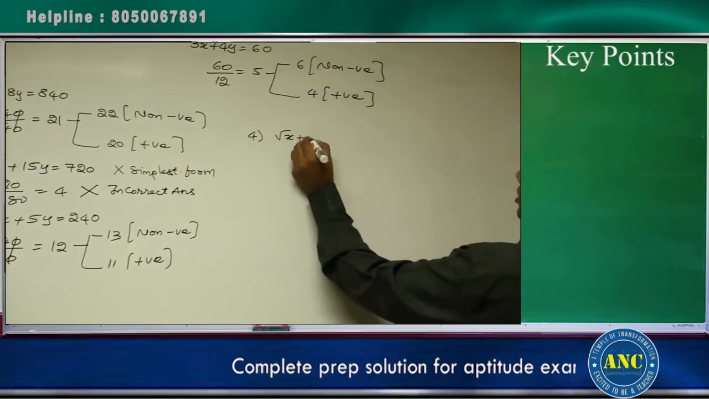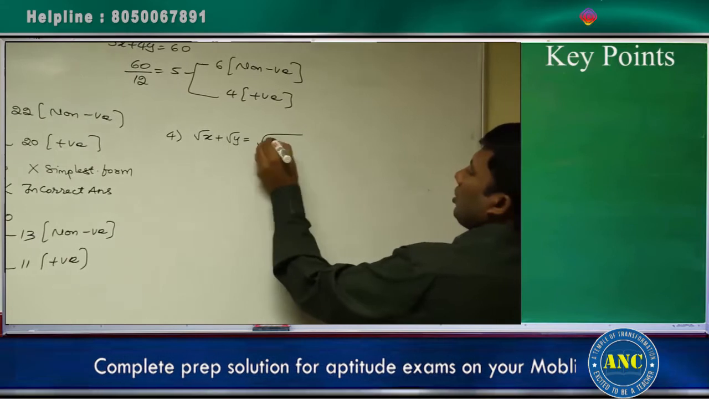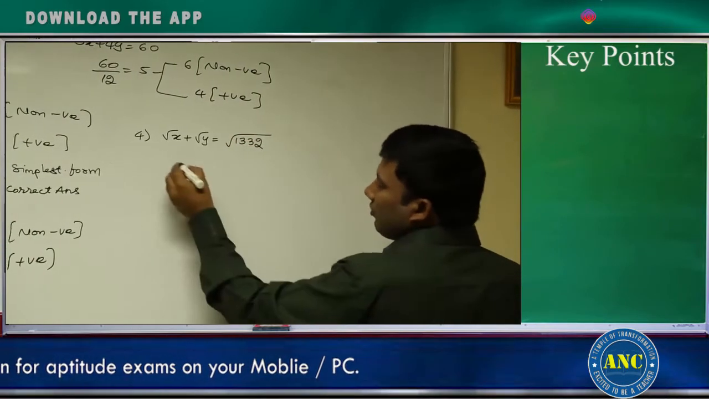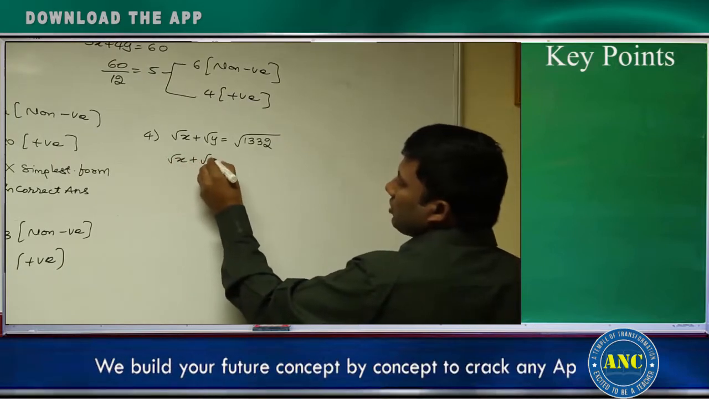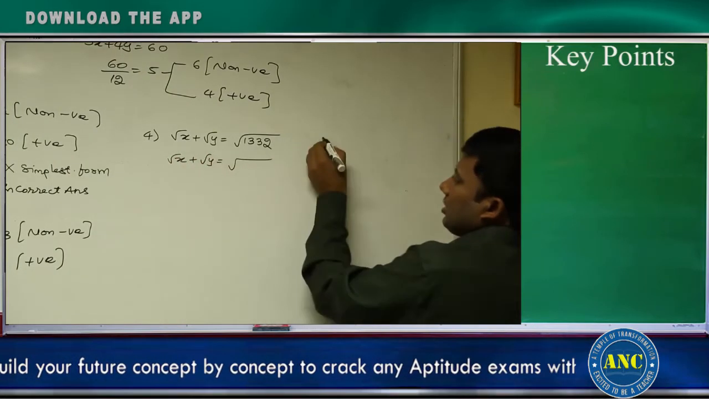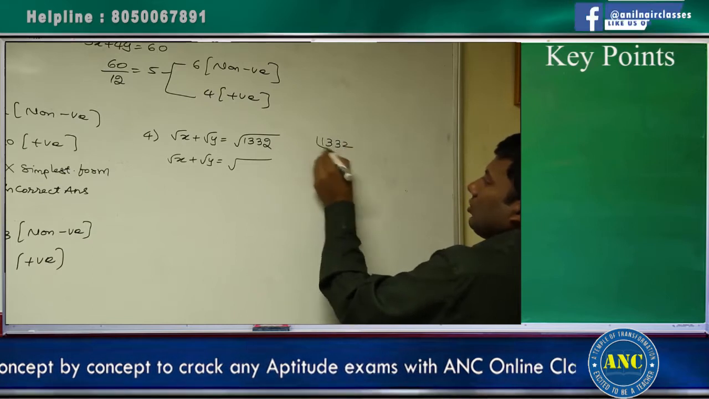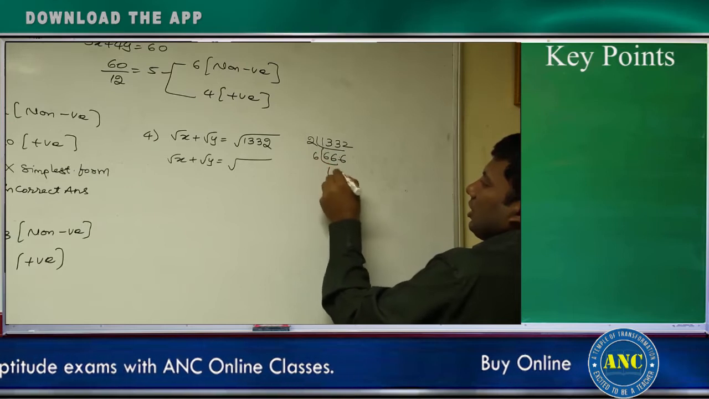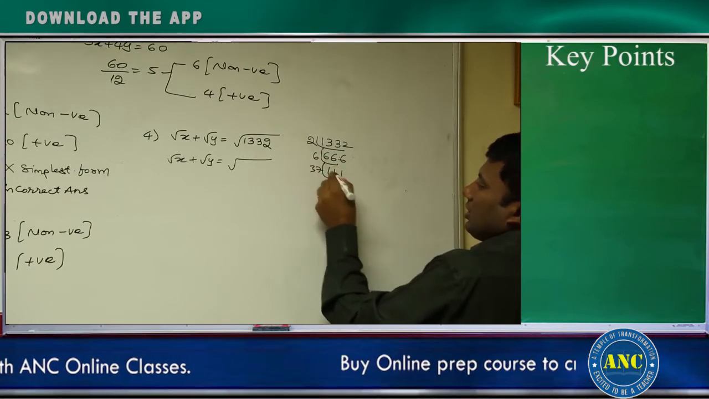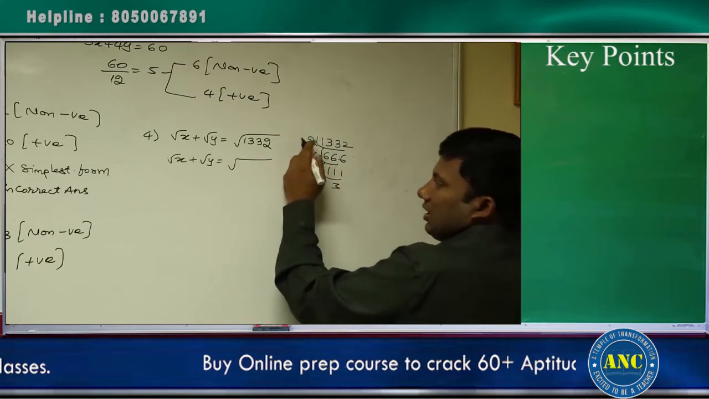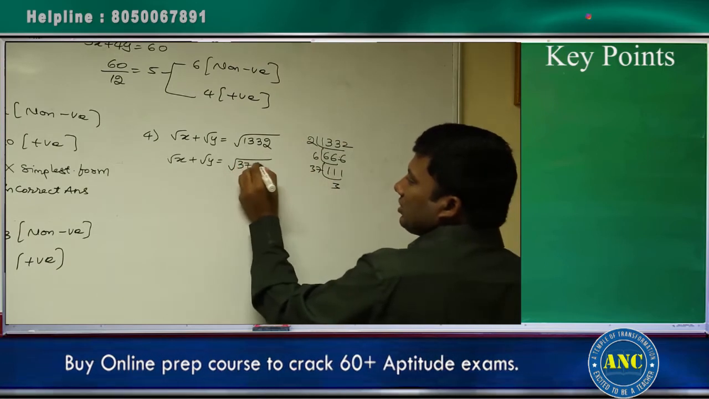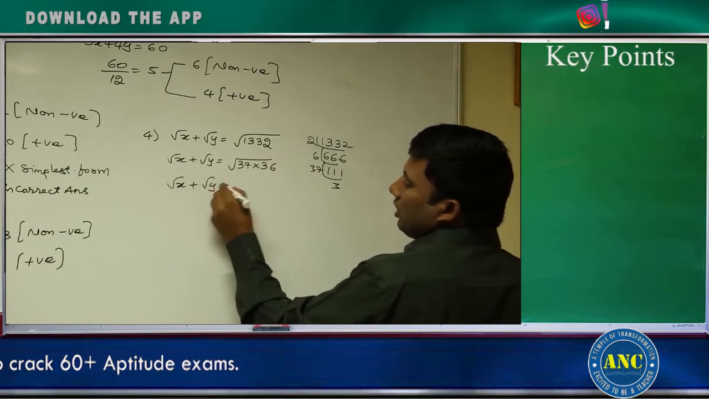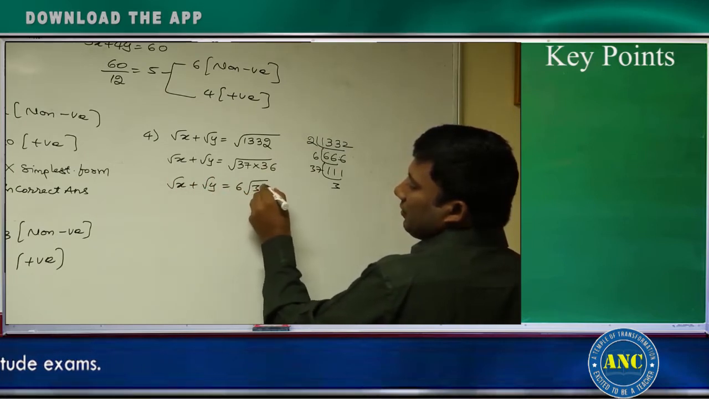Root x plus root y equivalent to root of 1332. If I factorize this number like this, 1332, 2 6s are 12, 6, 6. This will be 111. This will be 37 3s are 111. 6 3s are 18, 18 2s are 36. So this will become 37 into 36. So root x plus root y is 6 root 37.